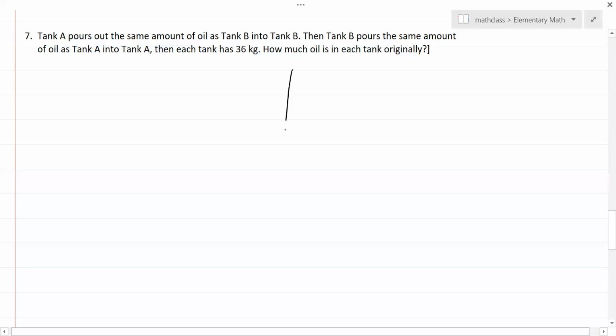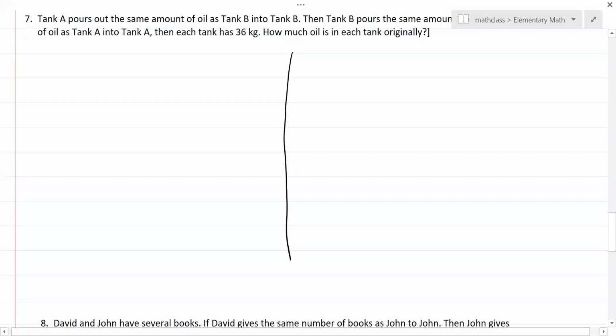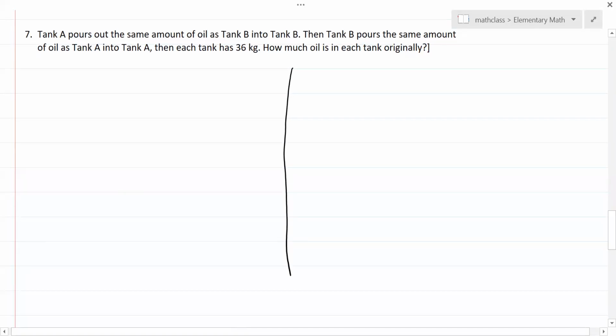Right, so how do we do that? Let me divide this space into 2. Now, each tank has 36, so you begin with a 36. The question is, look at the last step. This is tank A, that's tank B. That's the last step, right? So right now, each of them has 36. Okay, how do we get this 36?